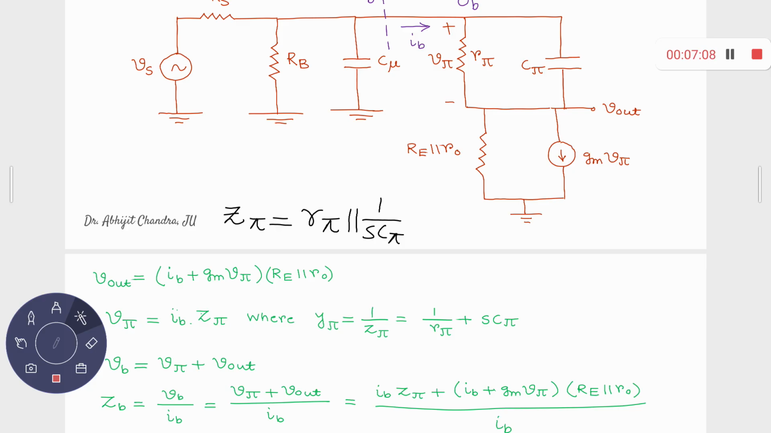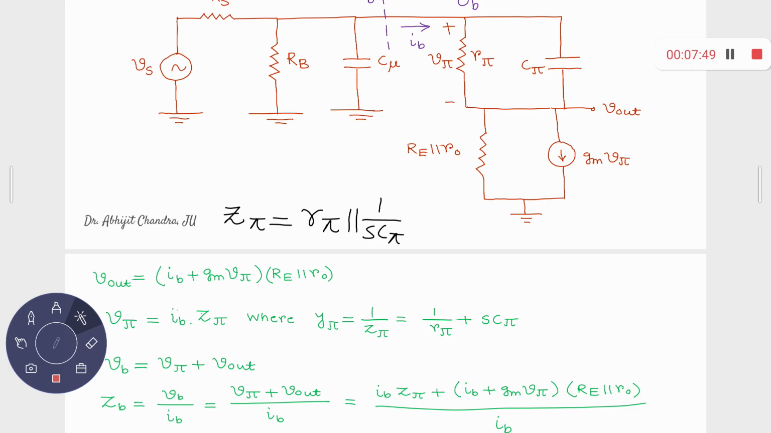Okay. And then what about V out? What is the total current flowing through this? This current is IB, and this current is gm V pi. So if I apply KCL at this particular node, the current flowing through this RE parallel R naught is nothing but IB plus gm V pi. Because the direction is opposite, both of them are entering through this. So V out is IB plus gm V pi multiplied with RE parallel R naught. And you can remember that for a common collector amplifier there is no phase difference, right?